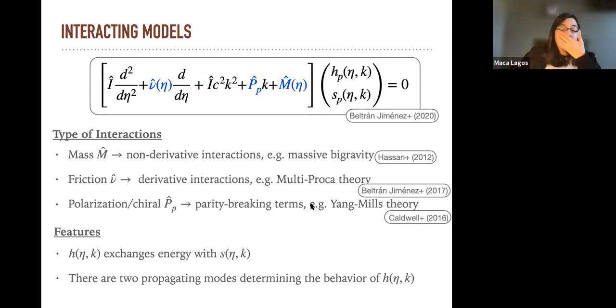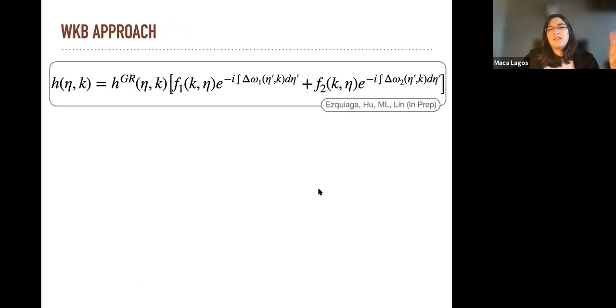We have some work in progress. We hope to have our paper out in a few weeks, but the main result is that, as I was saying, we're going to write down the gravitational wave solution as a sum of 2 waves, basically of 2 solutions that correspond to the 2 propagating modes that I was just mentioning.